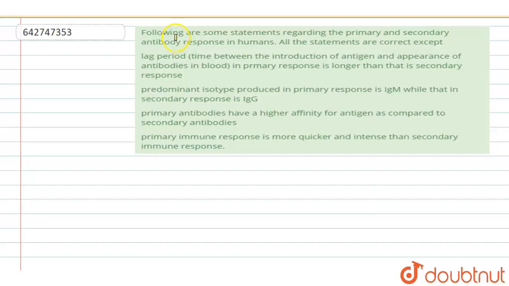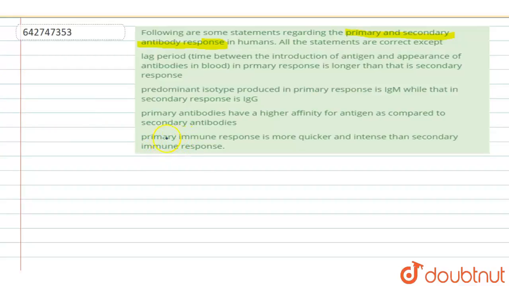Hi everyone. So the question is, following are some statements regarding the primary and secondary immune response, antibody response in humans. All the statements are correct except, so they are given 4 statements. We have to find out which statement is incorrect. So first we are going to see what is primary and secondary antibody response.